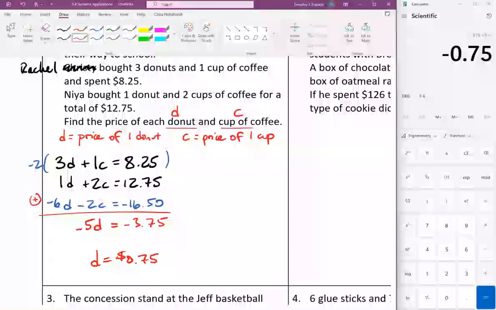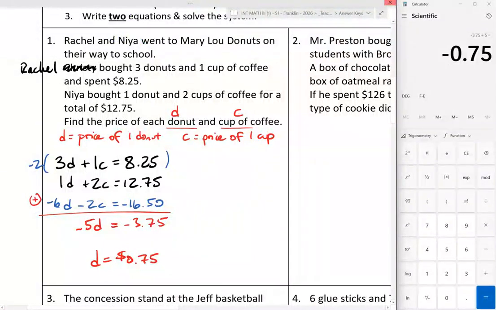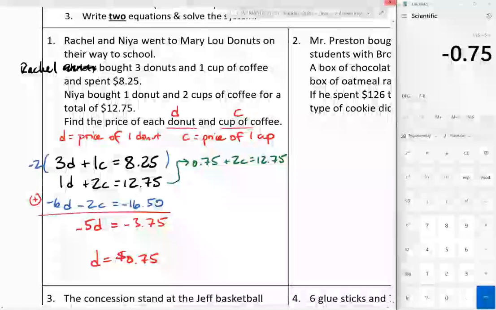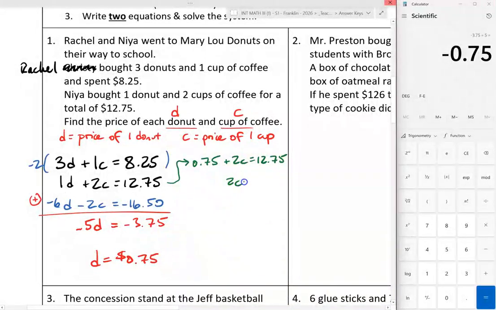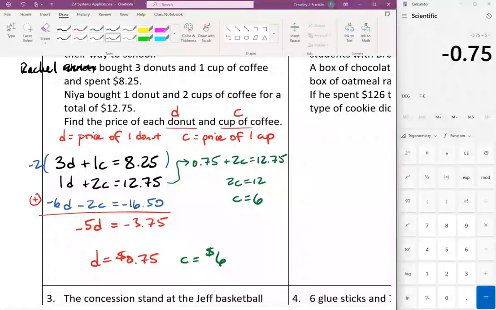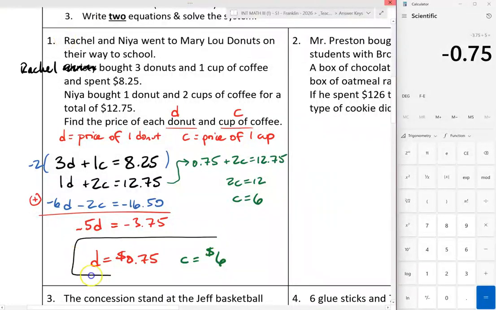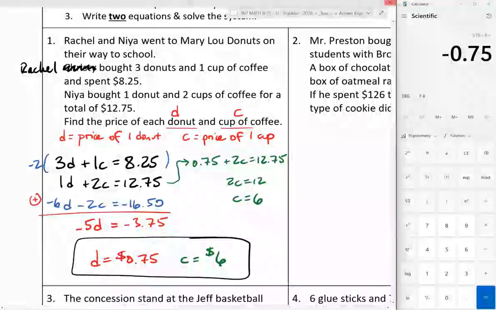But now we have to find the price of a cup of coffee. So let's just put that maybe into the second equation here where we have 1D. So D is 75 cents plus 2C equals 12.75. Subtracting 75 cents from both sides, we get 2C equals 12, and so C equals 6. A cup of coffee equals $6. And there's our solution for the problem.